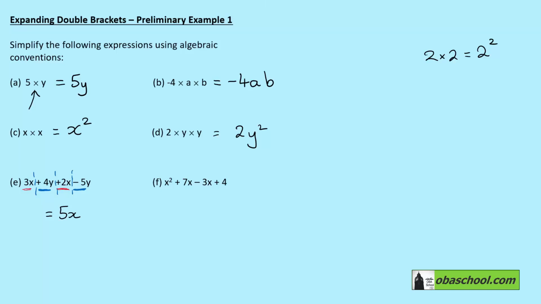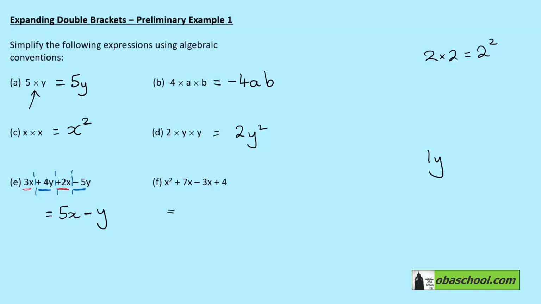Then we have 4y take away 5y. 4 take away 5 is negative 1. So we have negative 1y. We write that as negative y because we don't normally write 1y, we just write y.